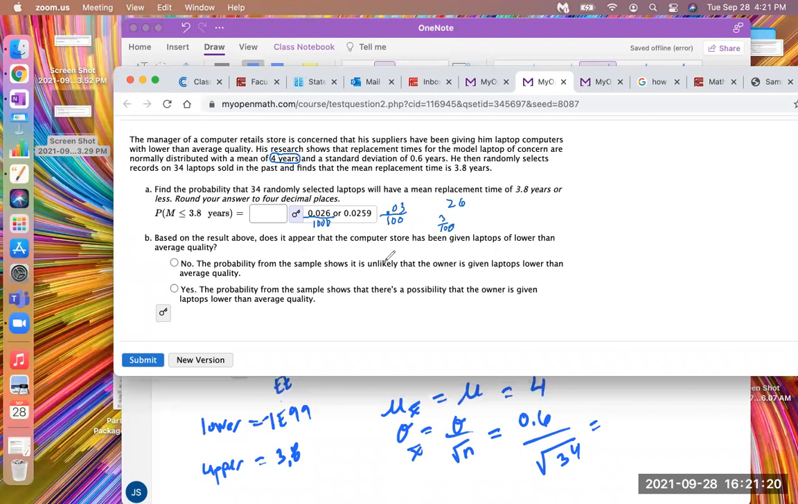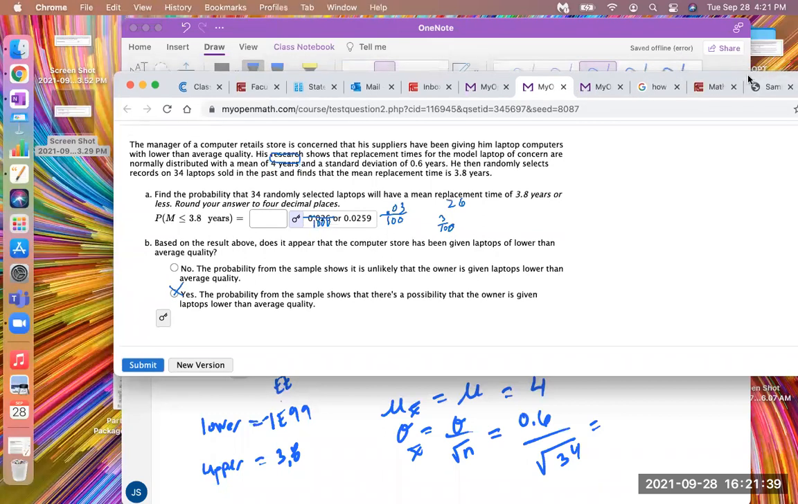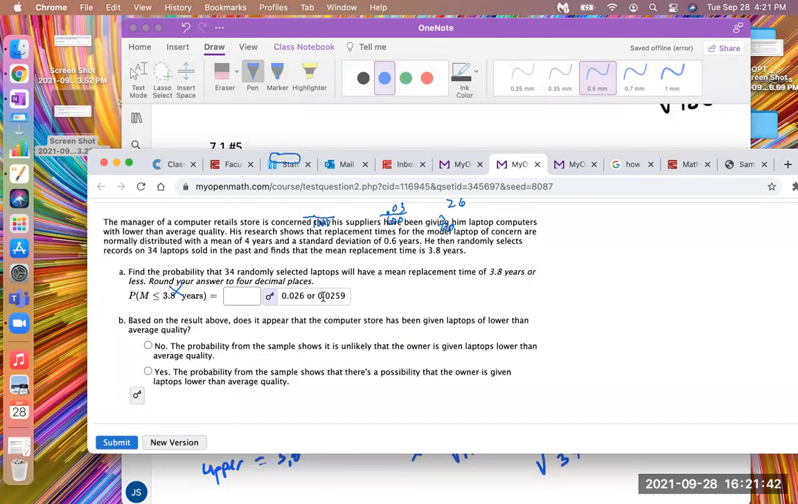They're lower quality. So I would say yes, the probability of the sample shows there's a possibility that the owner is given lower average quality. Okay, we can just check our answer. And usually you might ask, well, how low is low? Usually we say 5 out of 100 or smaller is not very likely, is unusual.